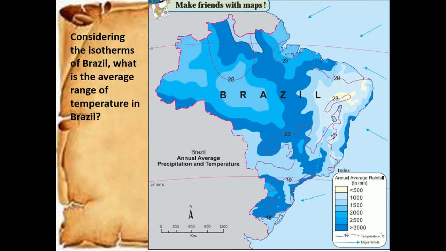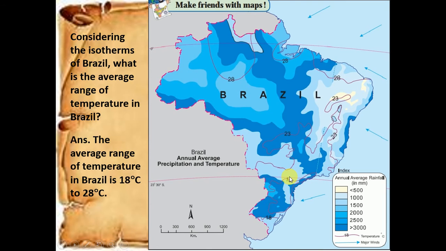Now if you look at the index down there, it's showing you 18, there's a red line. So that is temperature. On the map you see those red lines, right? Now you see they have given the temperatures 18, then 23 and 28. So the highest is 28 and the minimum is 18. So we can say the average range of temperature in Brazil is 18 degrees Celsius to 28 degrees Celsius.